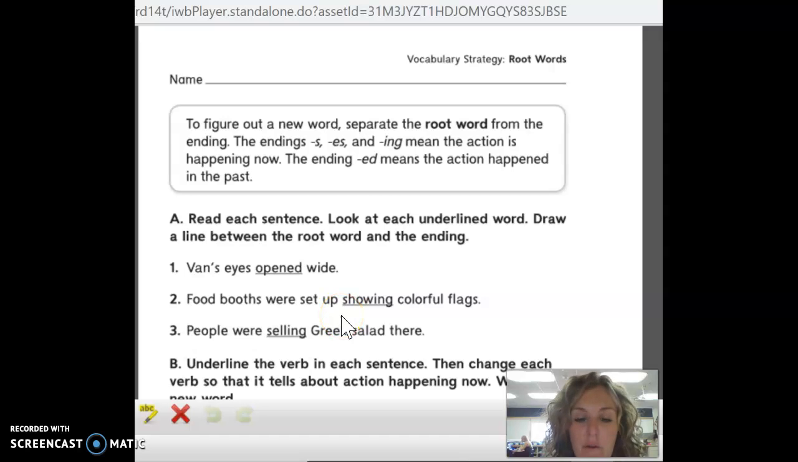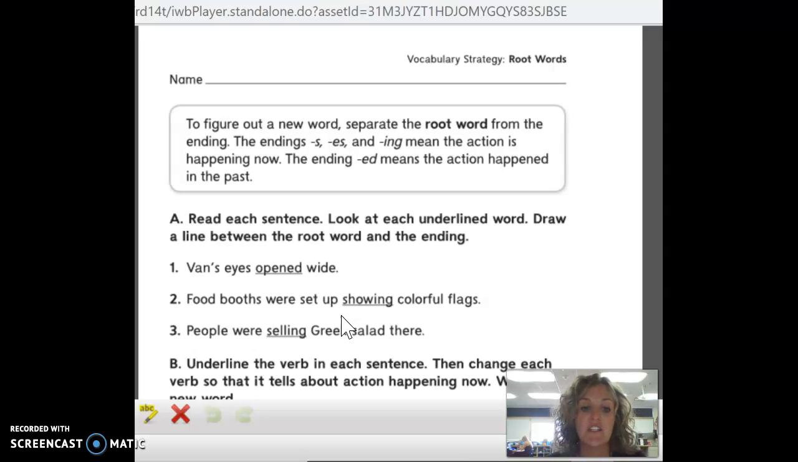Hey, second graders, now it is time for you to practice finding root words. So remember, to separate the root word from the ending, you have to cut off the S, the ES, and the ING. Okay? When we cut off those endings, S, ES, and ING, those mean that the action is happening now. Okay? The ending ED means the action has happened in the past.